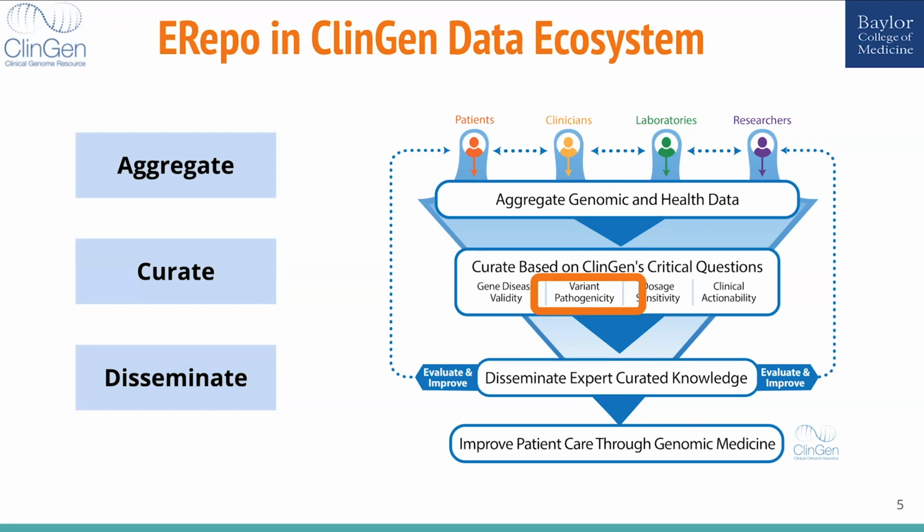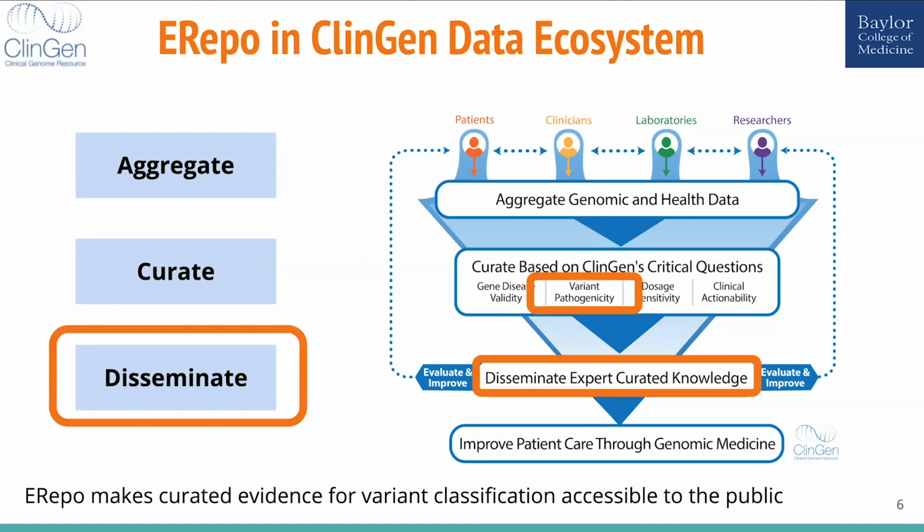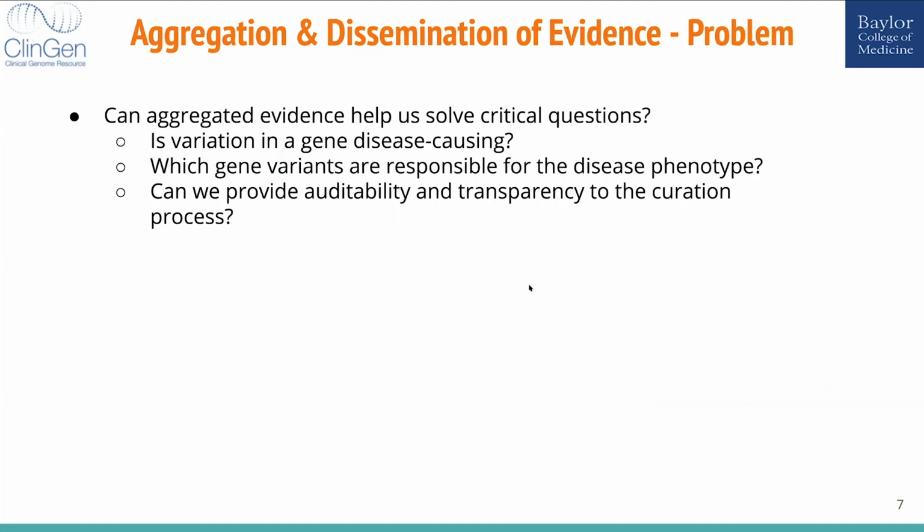So where exactly does E-Repo belong? It belongs to the variant pathogenicity workstream. And as far as this stage is concerned, it is a dissemination tool. So it makes curated evidence for variant classification accessible to the public. So with respect to aggregation and dissemination of variant classification, ClinGen addresses the following. Can aggregated evidence help us solve critical questions? Is variation in a gene disease causing? Which gene variants are responsible for the disease phenotype? Can we provide auditability and transparency to the curation process?